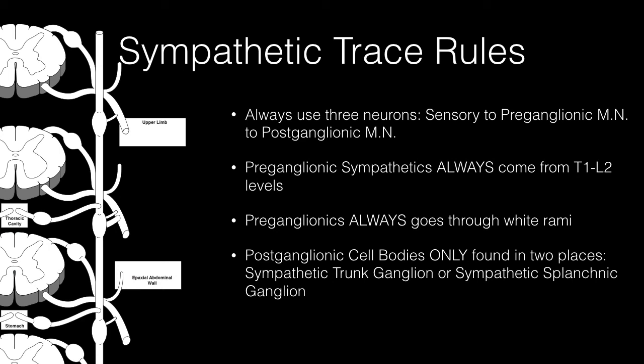Postganglionic cell bodies are only found in two places. Sympathetic trunk ganglion, so that long tube, the sympathetic trunk, those ganglion on there house postganglionics, or the sympathetic splanchnic ganglion on those sympathetic splanchnic nerves. That's also where we find postganglionic cell bodies. And interneurons can be used when needed. So if I need to affect a blood vessel in my neck and in my lower limb and in my stomach, you'll see interneurons being used.